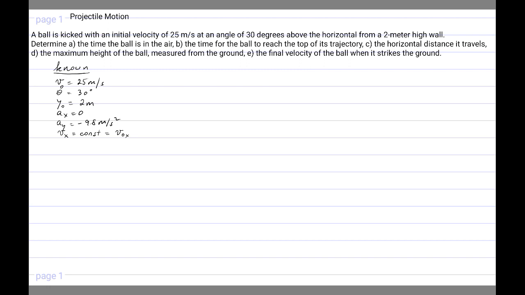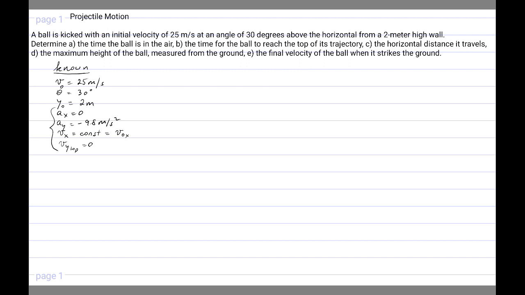What else do we know? So when the ball reaches its maximum height, that's when it starts coming back towards the ground, meaning that for a split second, the velocity in the y direction is 0. So velocity y at the top of the trajectory is 0. So these last things are things that are specific for projectile motion problems. So I wrote them here so that I wouldn't forget them.